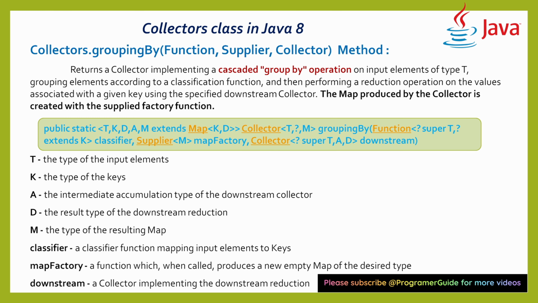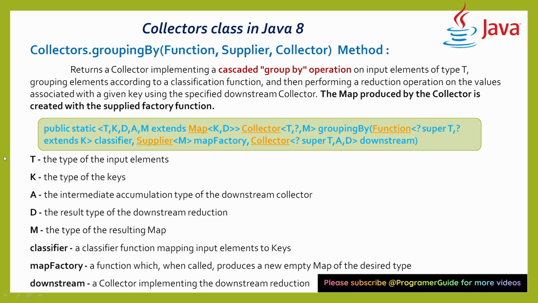Here, T is the type of input elements, K is the type of keys, A is the intermediate accumulation type of the downstream collector, and D is the result type of the downstream reduction. M is the resulting type of the map. The supplier is the resulting type of the map, as I told you. The classifier is a function mapping the input elements to keys. The map factory is a function which, when called, produces a new empty map of the desired type. And downstream is a collector implementing the downstream reduction operation.